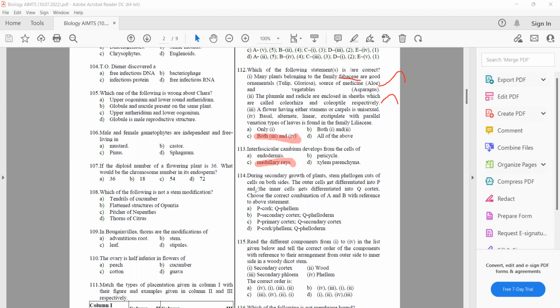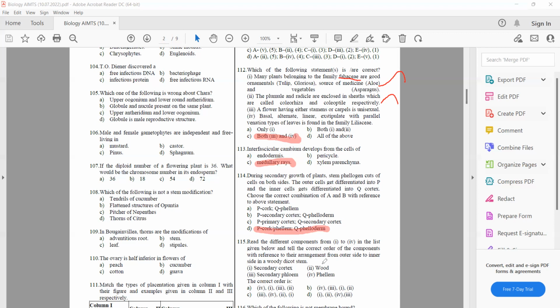Then 114. During secondary growth of plants, the stem phellogen cuts off cells on both sides. The outer cells get differentiated into what? We know this is also from the same dicot stem secondary growth. The phellogen cuts off cells on both sides. The outer cells get differentiated into cork, or we call it phellem. And the inner cells get differentiated into secondary cortex, or we call it phelloderm.